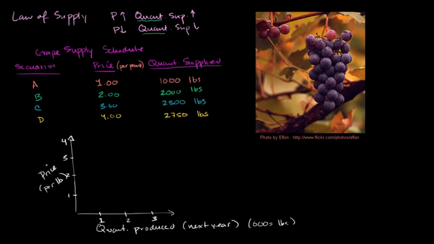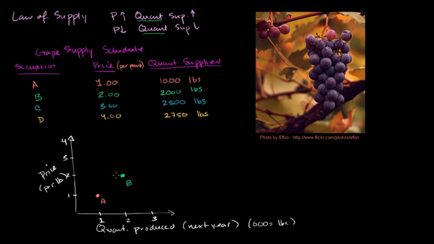So we can just plot these points. These are specific points on the supply curve. So at $1, we would supply 1,000 pounds. That's scenario A. At $2, we would supply 2,000 pounds. That's scenario B. At $3, we'd supply 2,500 pounds.